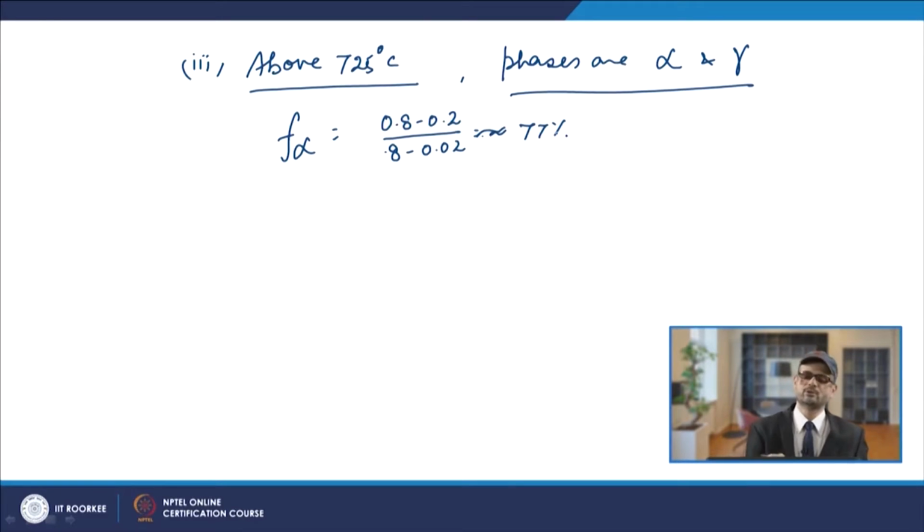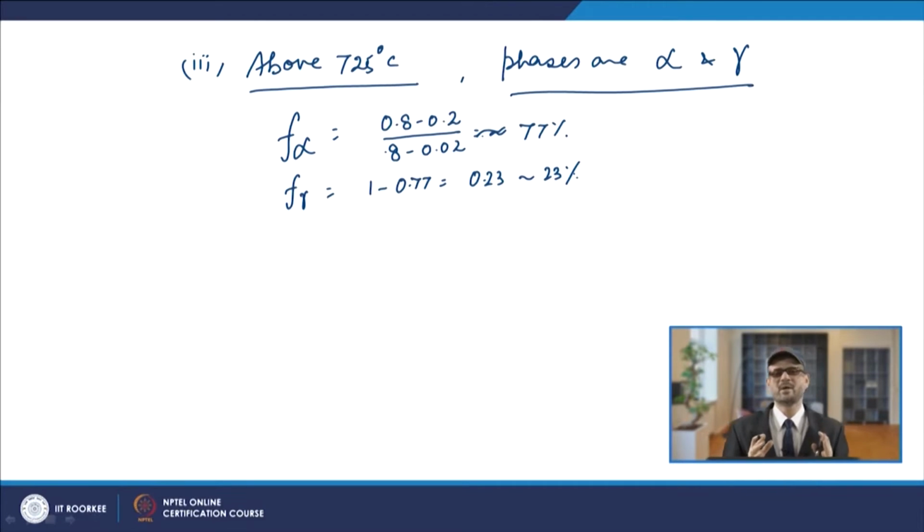So, the rest will be your gamma, and F gamma will be 1 minus 0.77, that will be 0.23. So, it will be 23%. That can even be calculated directly, because gamma is on the right hand side. So, gamma will be 0.2 minus 0.02 divided by 0.8 minus 0.02. That way you will get this value, 23%.